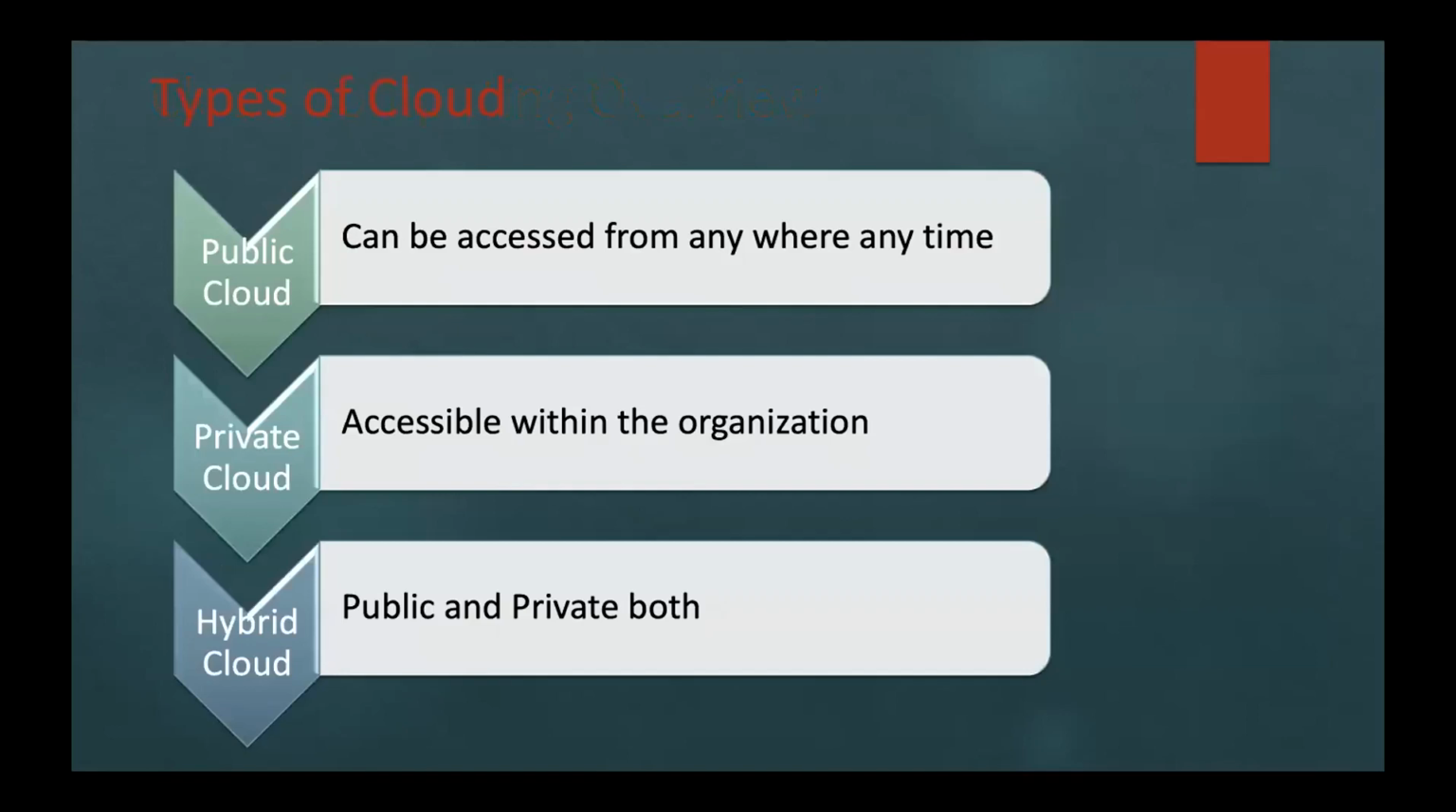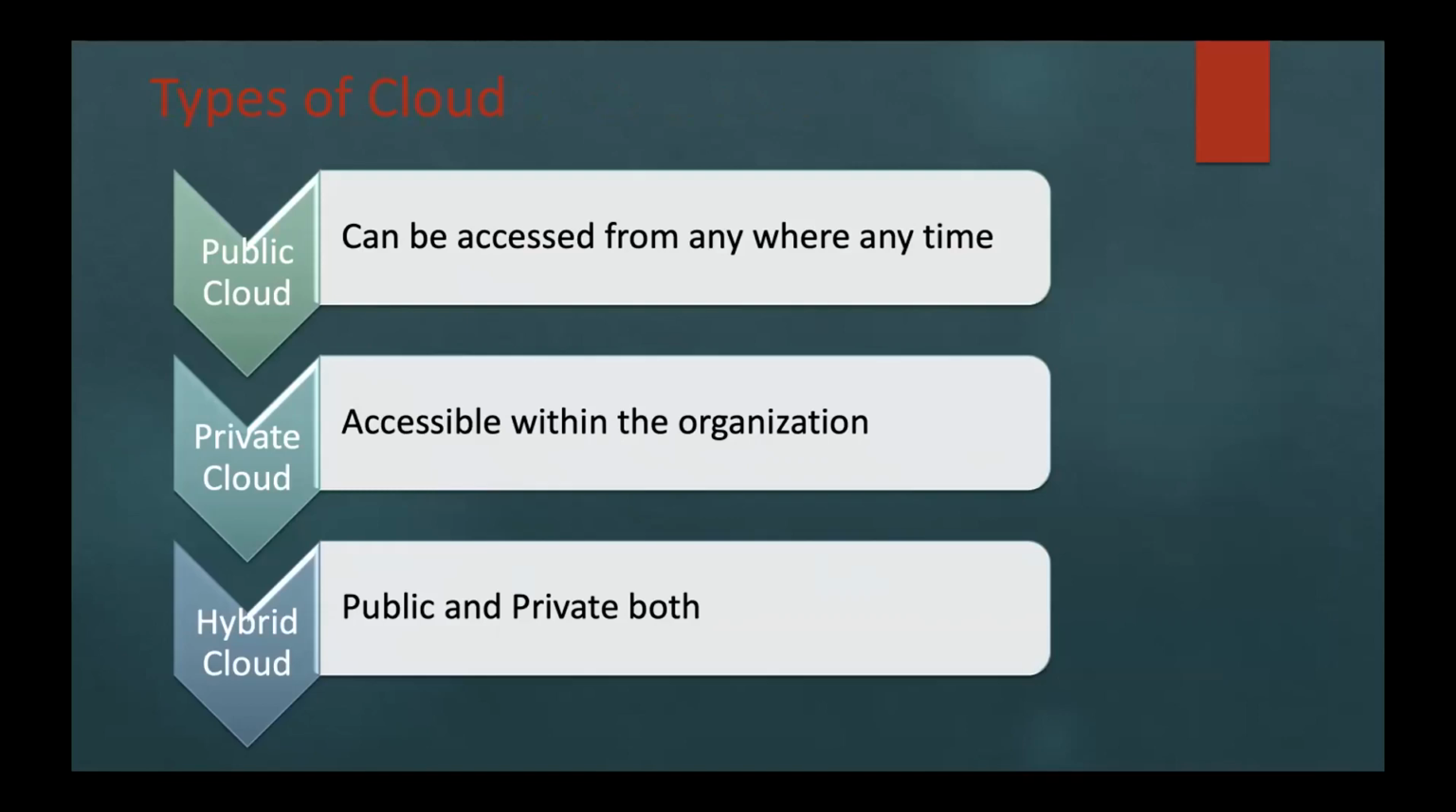If we talk about the types of cloud, what types of cloud are available in the market these days? One is the public cloud, second is the private cloud, and third is the hybrid cloud. The public cloud, as the name suggests, is public. If you go to any cloud vendor, they will ask you what type of cloud you require. So you need a cloud which you can access from anywhere.